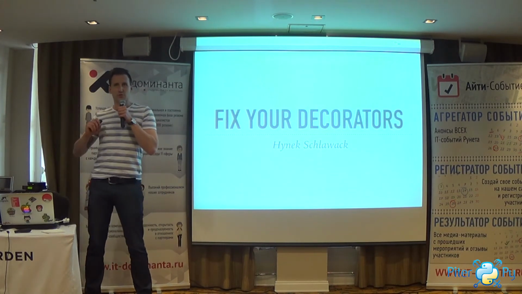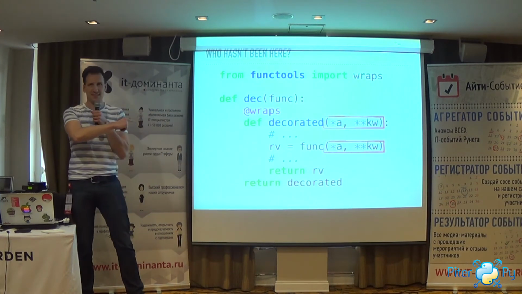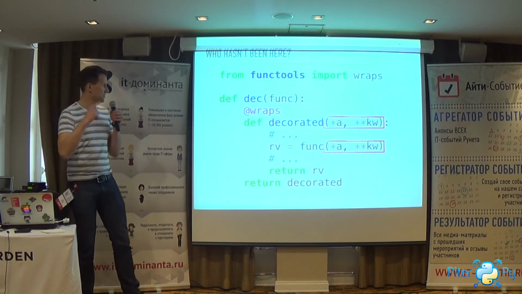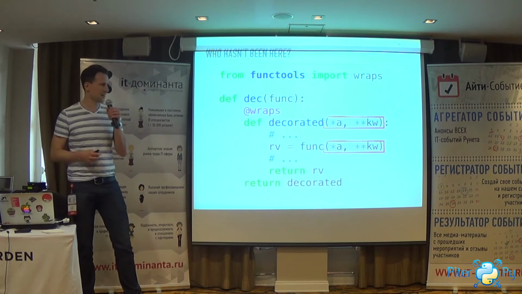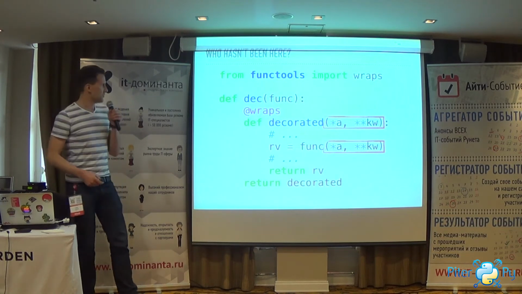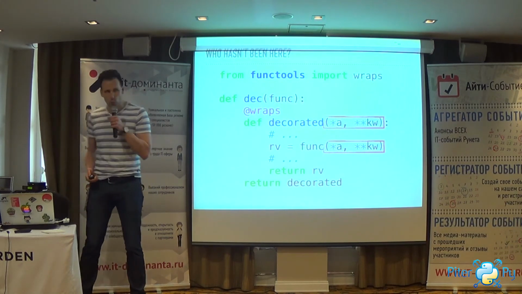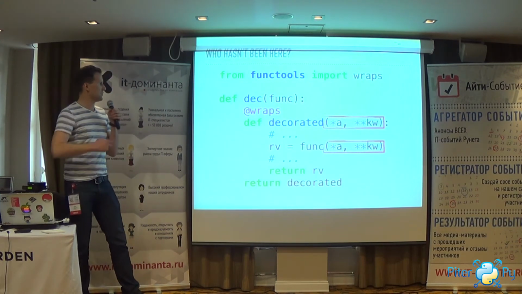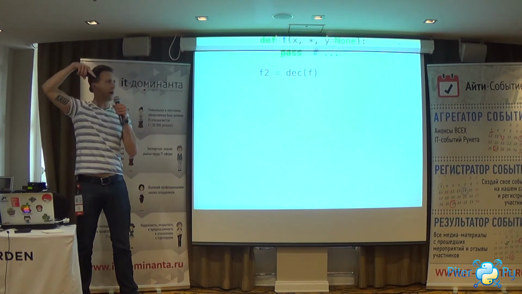I'm going to ask you to fix your decorators, because who has ever written a decorator like this? Like a closure with star args. One person will admit it. I'm sure there are many people who did that. So this potentially breaks your software. Why? Let's apply this decorator to a function.